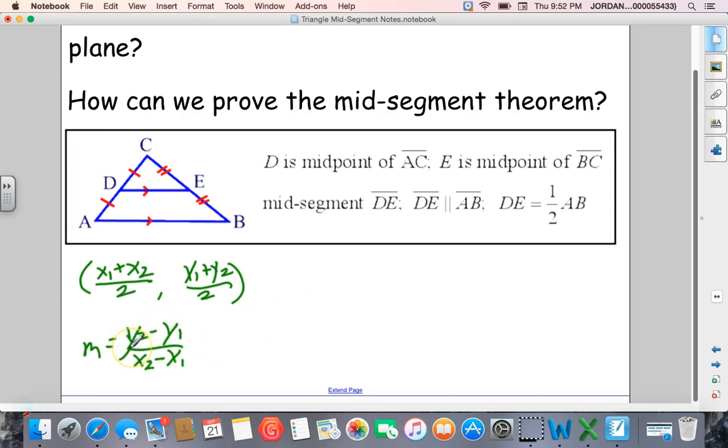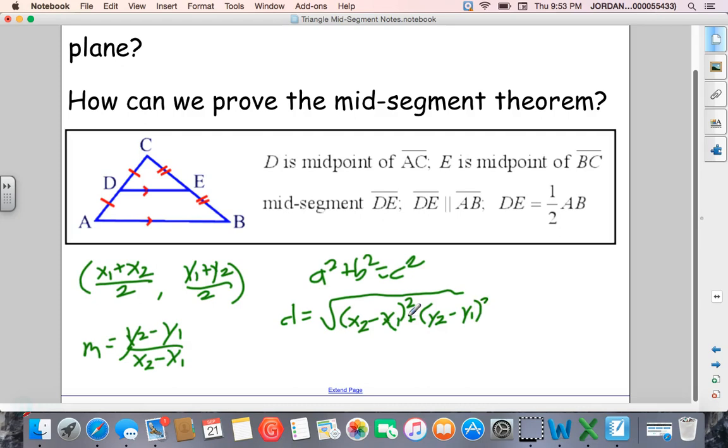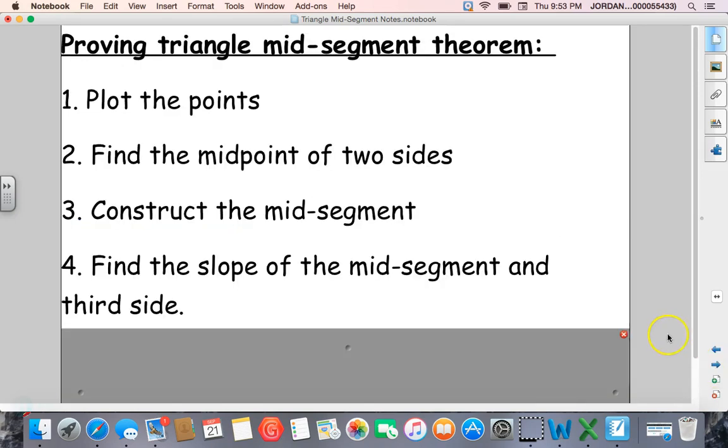And that one can help you find the slope. And then in order to find the distance, you can use either the Pythagorean theorem, a squared plus b squared equals c squared, or the distance formula, which is x2 minus x1 squared, plus y2 minus y1 squared. So these are the formulas that you're going to need whenever you're doing these steps on this next problem.